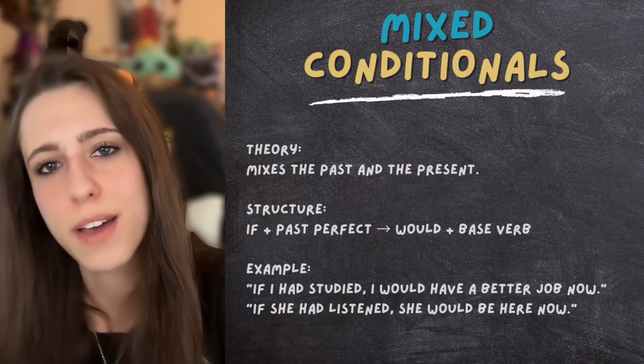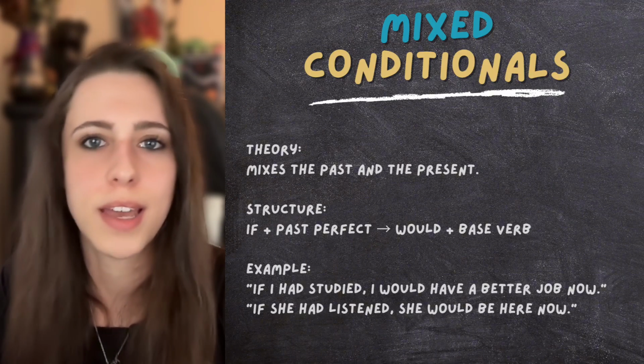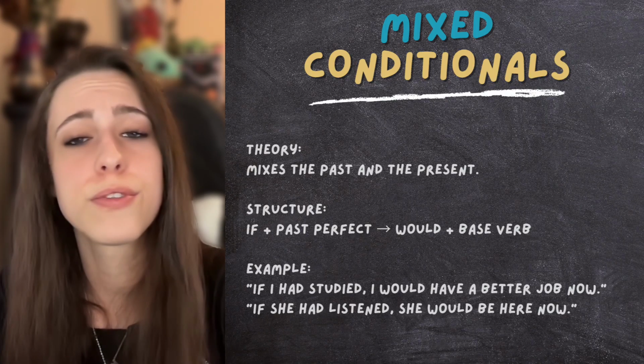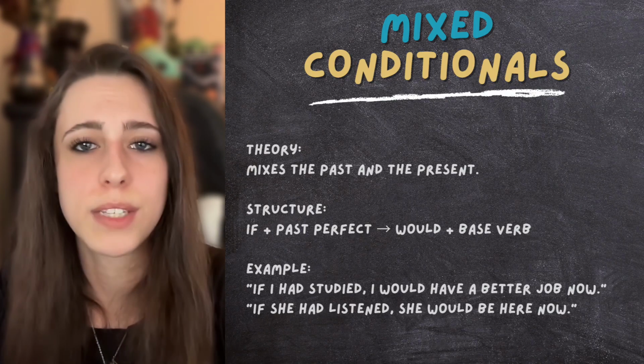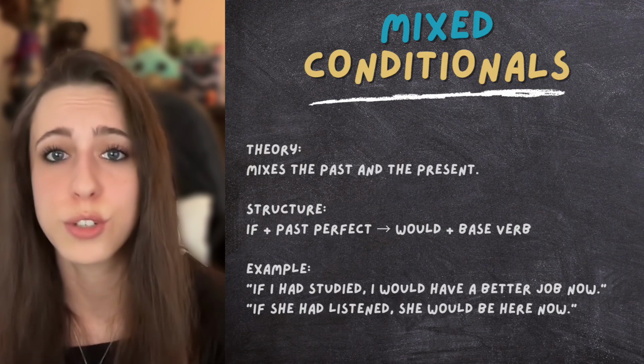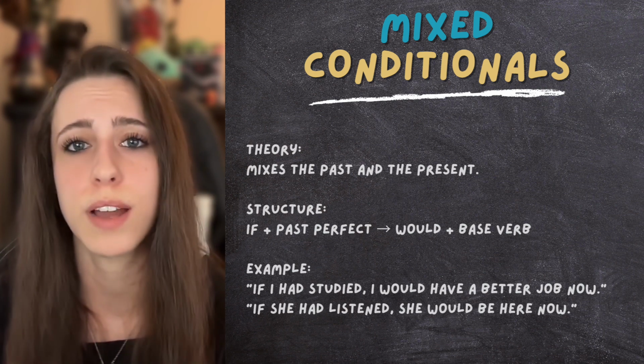And lastly, we're going to have a look at the mixed conditionals. This is a mixture of past and present tense. The structure for this is if, past perfect, would, base verb. For example, if I had studied, I would have a better job now. And if she had listened, she would be here now.